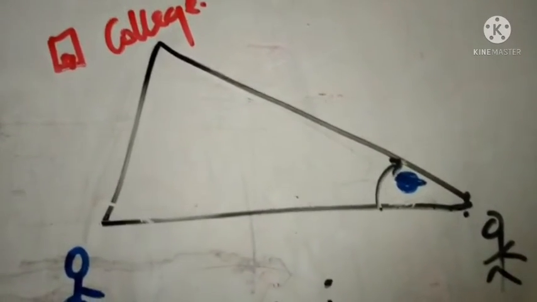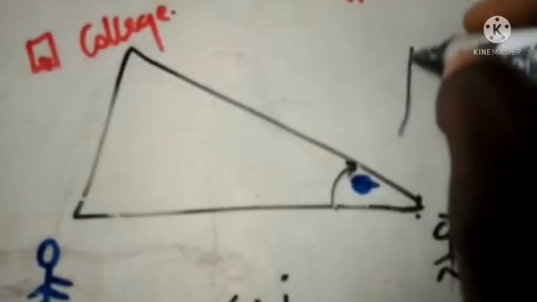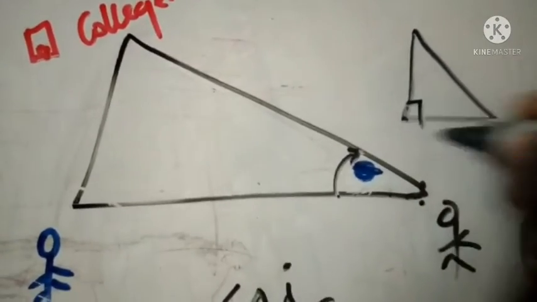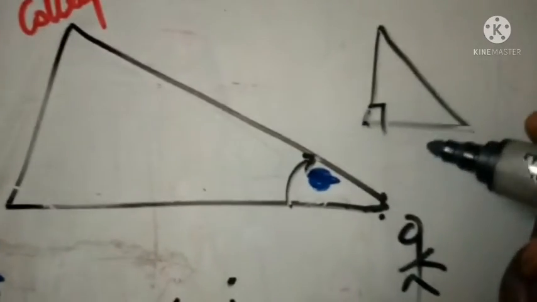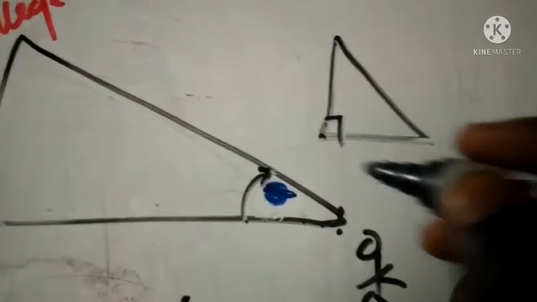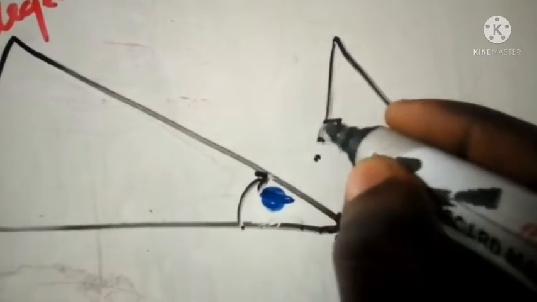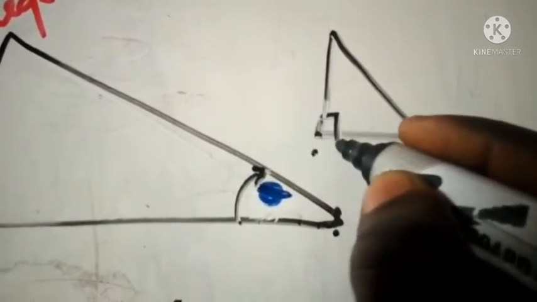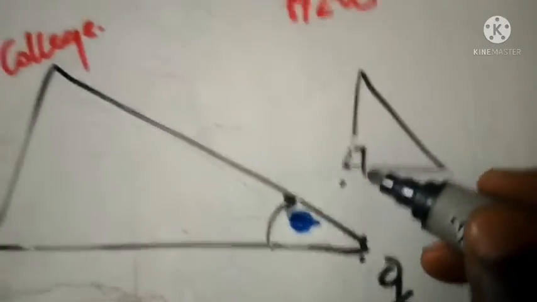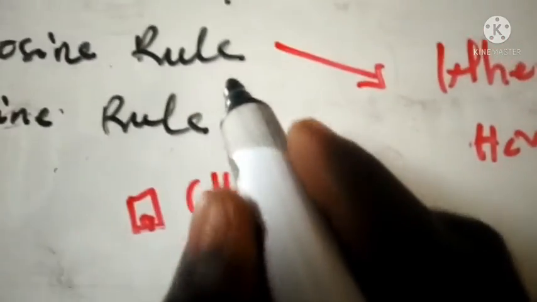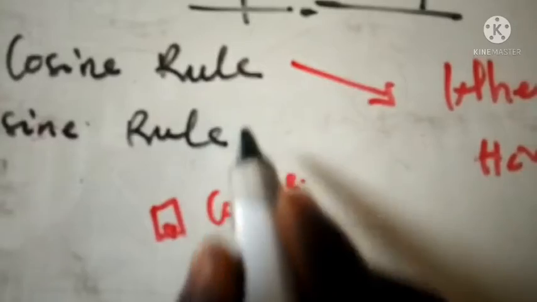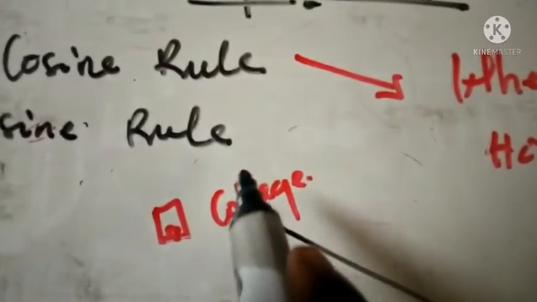So the 90 degrees triangle looks like one side of the triangle is 90 degrees. So this is a right angle triangle, right? It seems that one side of the triangle must be a 90 degrees. Is that okay? But the cosine and the sine rule does not apply to that type of a triangle. That is one thing you must pay attention to, right?